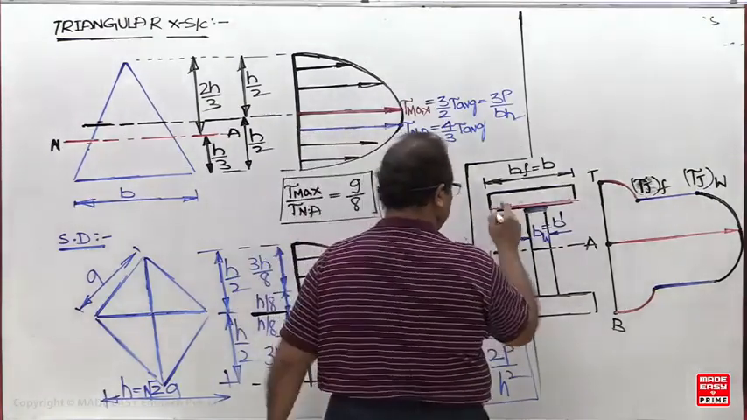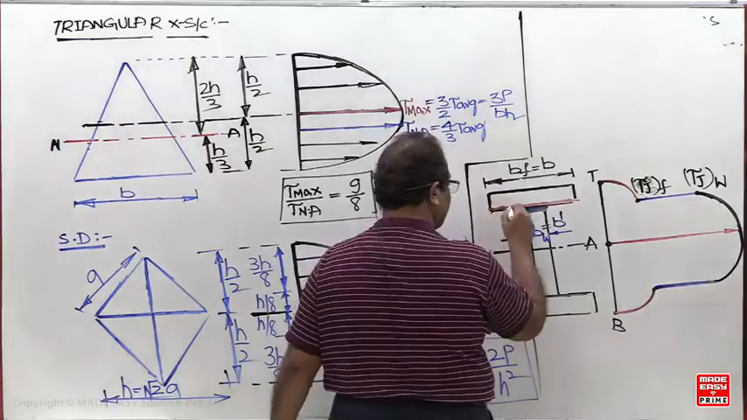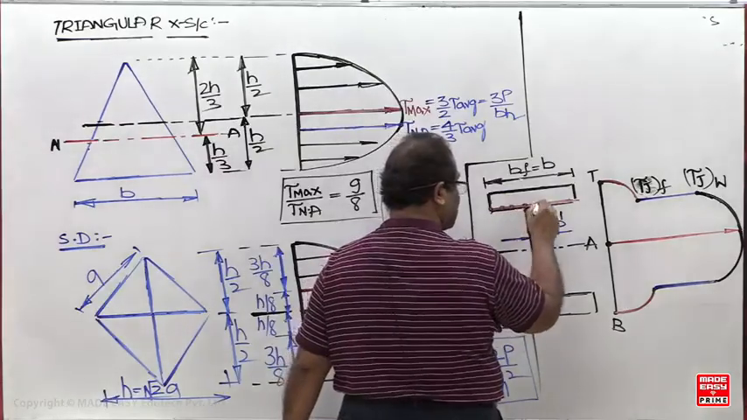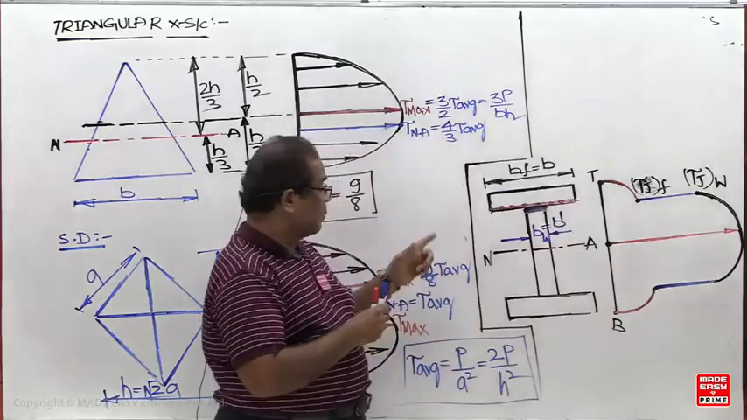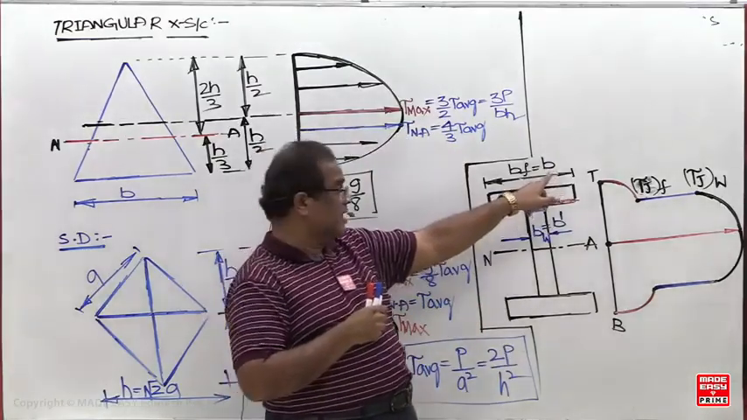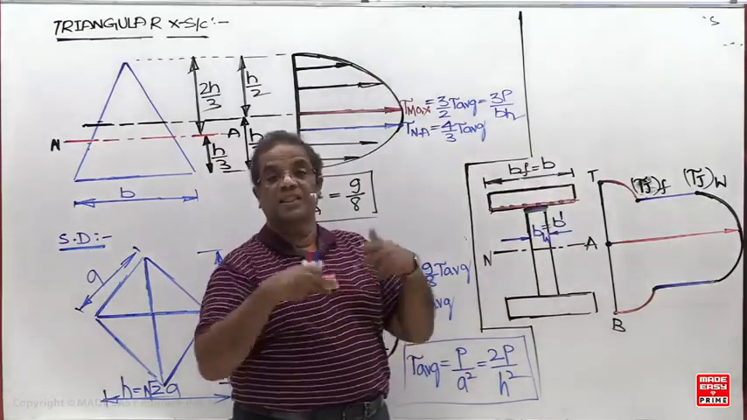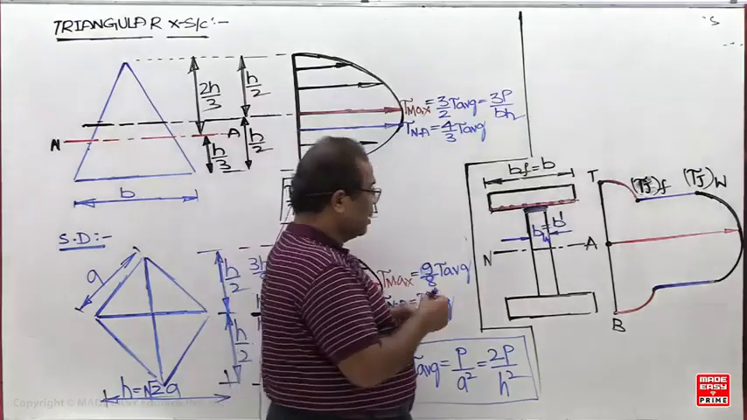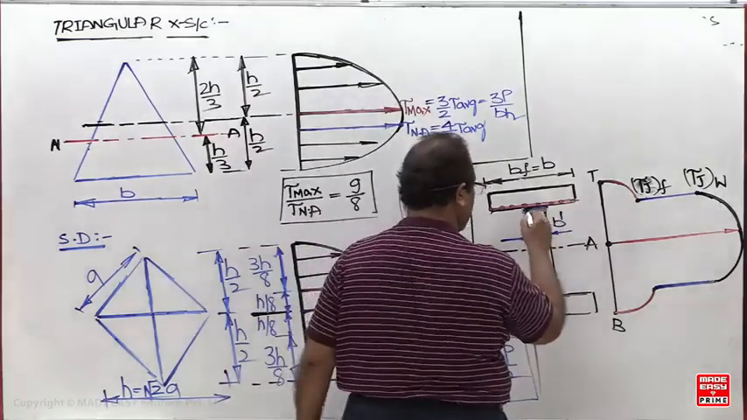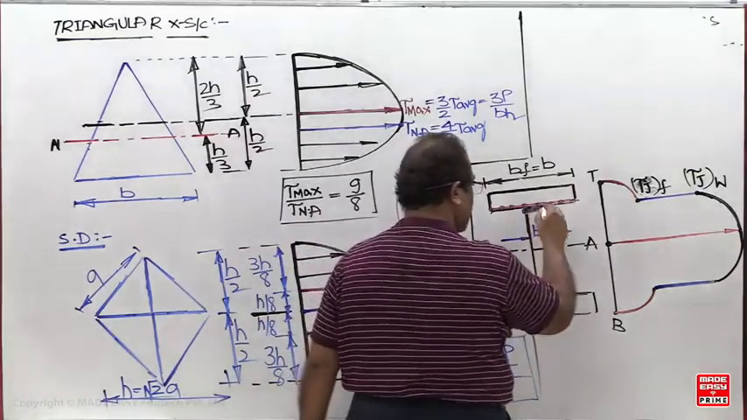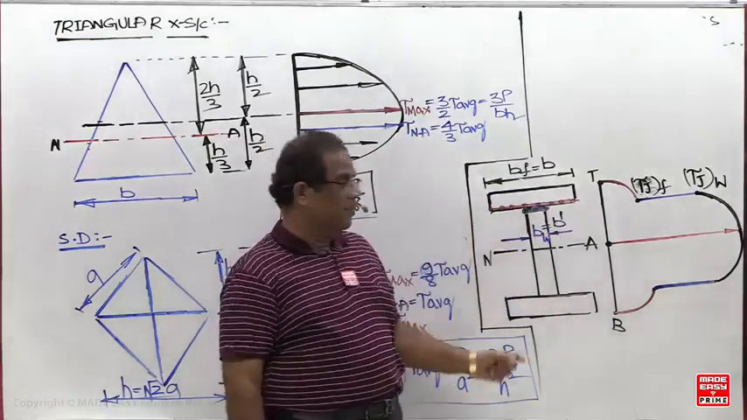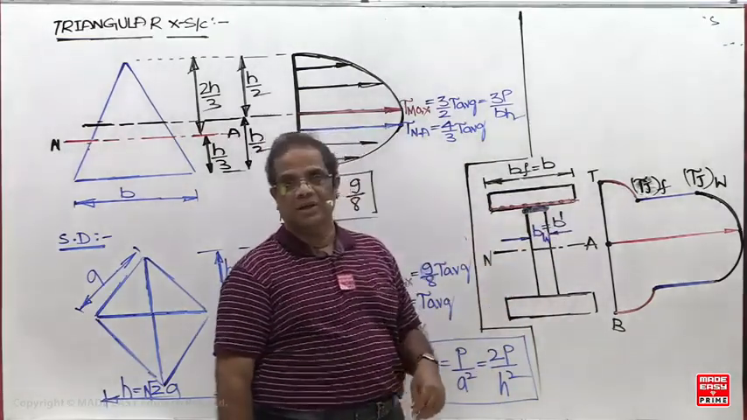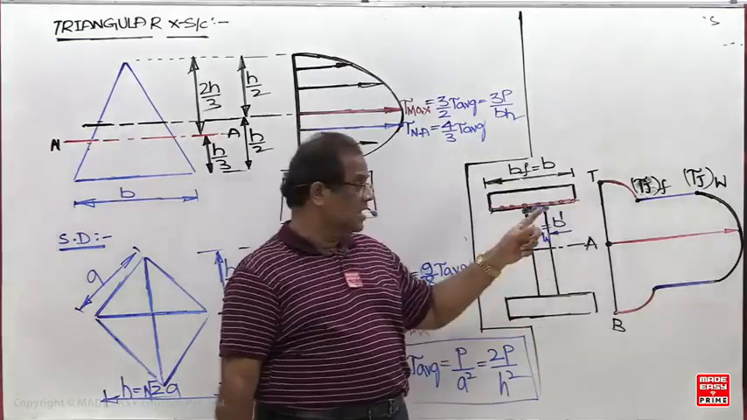What about these red color points? They are on the bottom of the flange. So when I am calculating the stress at the bottom of the flange, which width do I have to take? B. So width is more means stress is less. Similarly, when I am calculating for these blue color points on the top of the web, which width do I have to take? B dash. So when the width is less, shear stress increases.